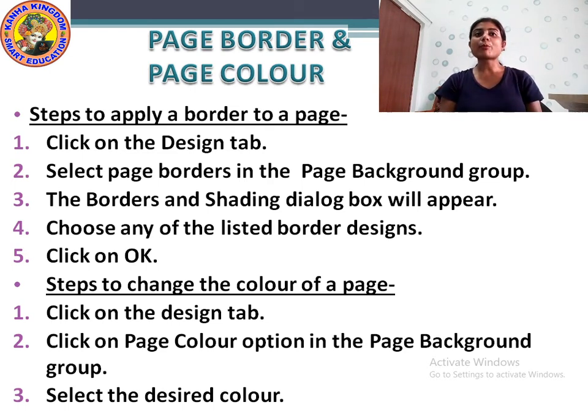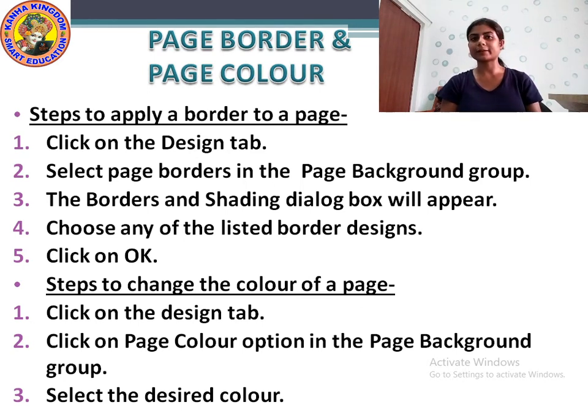Then the border and shading dialog box will appear. When you select the page border in the page background group, a dialog box will appear which contains the border and shading. Choose any of the listed border designs, and then you will find different border designs. You can choose according to your requirement, whatever border you desire.